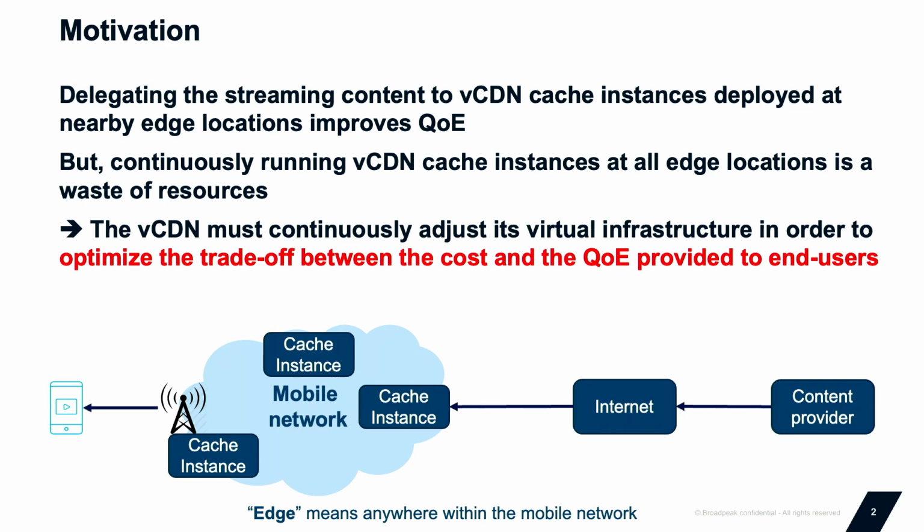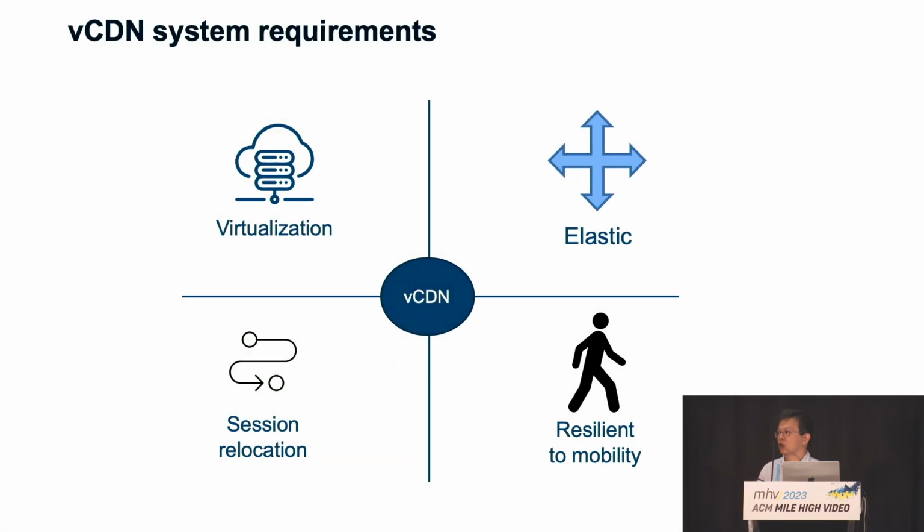To build such a VCDN system, we identified four important requirements. First, the system should be virtualized, which means that it should be designed to be deployed on Kubernetes-based edge platforms. Kubernetes is now the de facto industry standard. This design allows us to take advantage of Kubernetes built-in features such as automatic scaling, self-monitoring, etc.